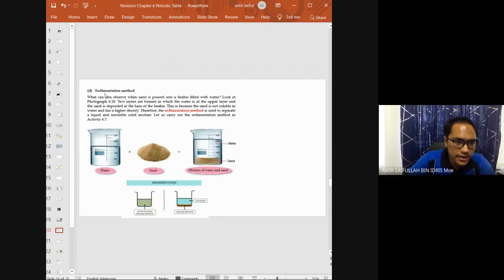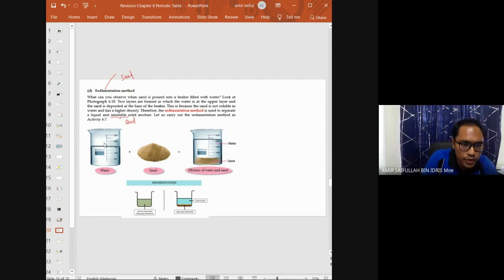Okay. Next method is the sedimentation method. Sediment is like sand. So what is this sedimentation method? This method is used to separate a liquid and an insoluble solid mixture. So you want to get a liquid from an insoluble solid, like sand. Sand is not soluble in water. So if you want to separate water from the sand, you can use this method.